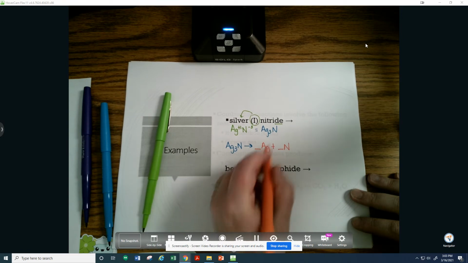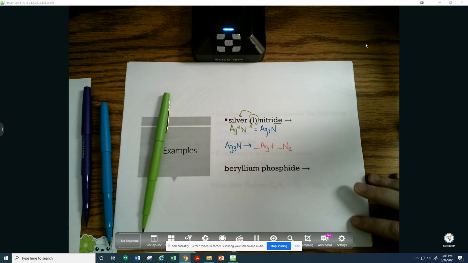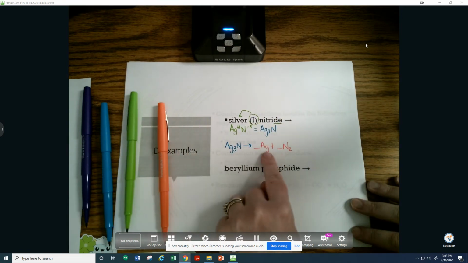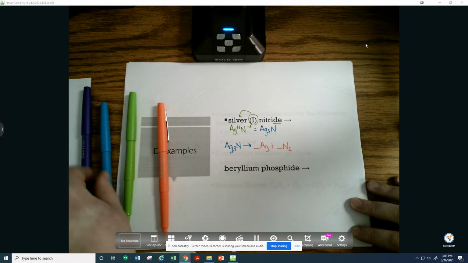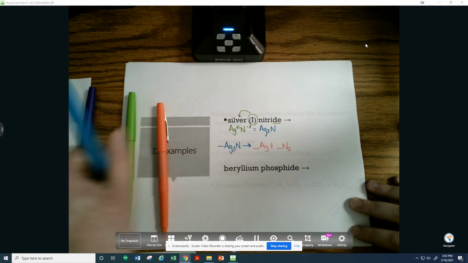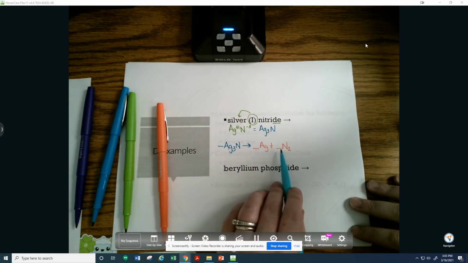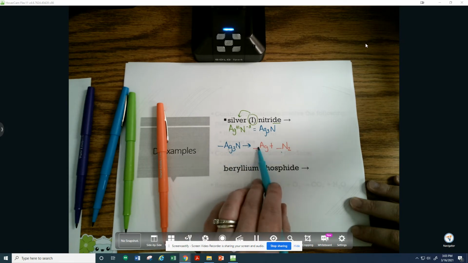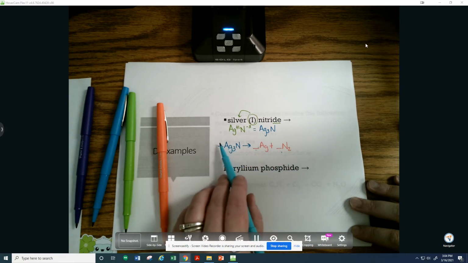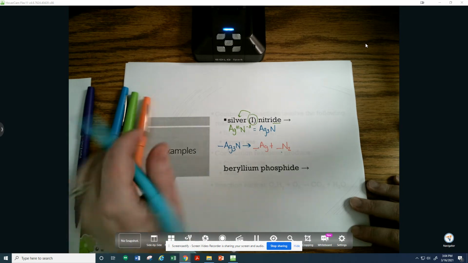Silver is not Hoffmann-Kleiber, nitrogen is, so we have Ag plus N2. The last step then is to go through and balance the equation. Looking at what we have, the silver is not balanced, but neither is the nitrogen. If I balance the silver, that's fine, but then I'm going to have to change my coefficient here to balance the nitrogen, so I'm going to skip that.